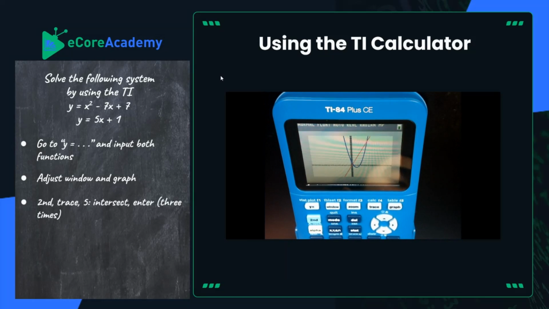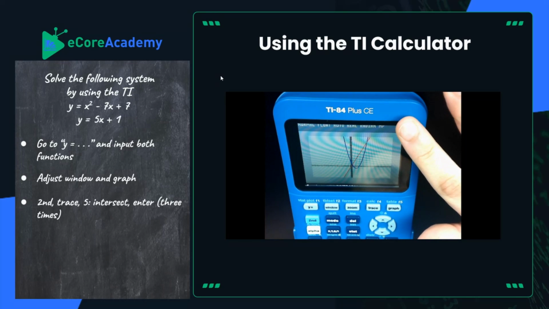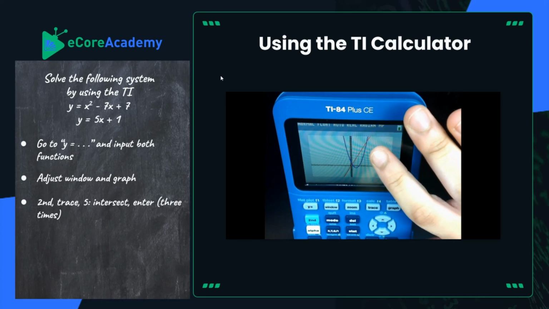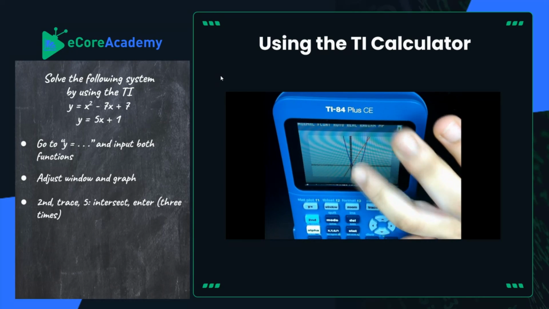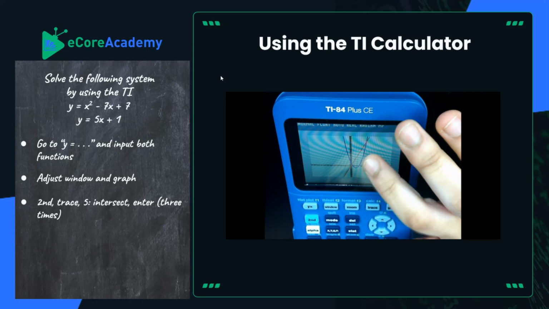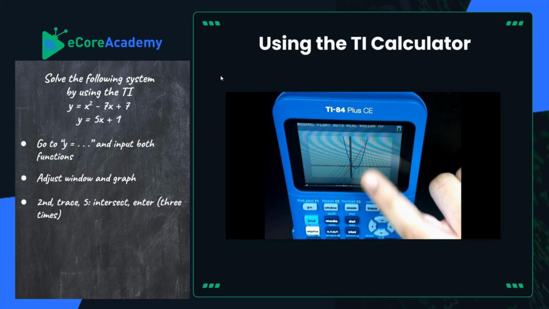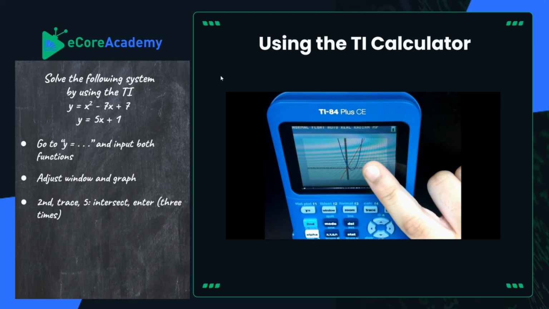Second trace, 5 for intersect, enter. And you want to do that 3 times. So what in the world does that even mean? I'll break it down for you. What we're trying to do is have the calculator find the points where they intersect and find the actual exact coordinates where these two graphs intersect, and that will be the solution set to this system of equations.